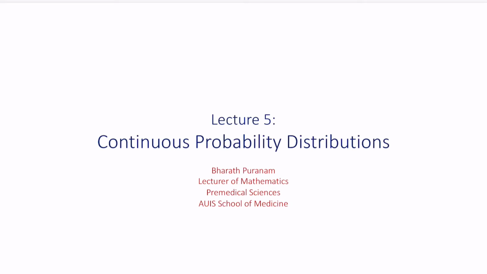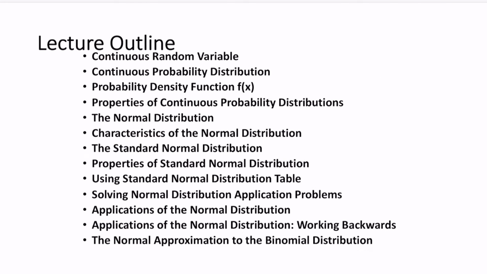So welcome to the next chapter. In this chapter we'll talk about continuous probability distributions. So what are continuous probability distributions? In the lecture we'll discuss what a continuous random variable is, and we'll see what a continuous probability distribution is, the probability density function, the properties of these distributions, and one type of distribution called the normal distribution, the characteristics of that distribution, the standard normal distribution, and its properties. The rest of the topics we'll discuss in the next lecture.